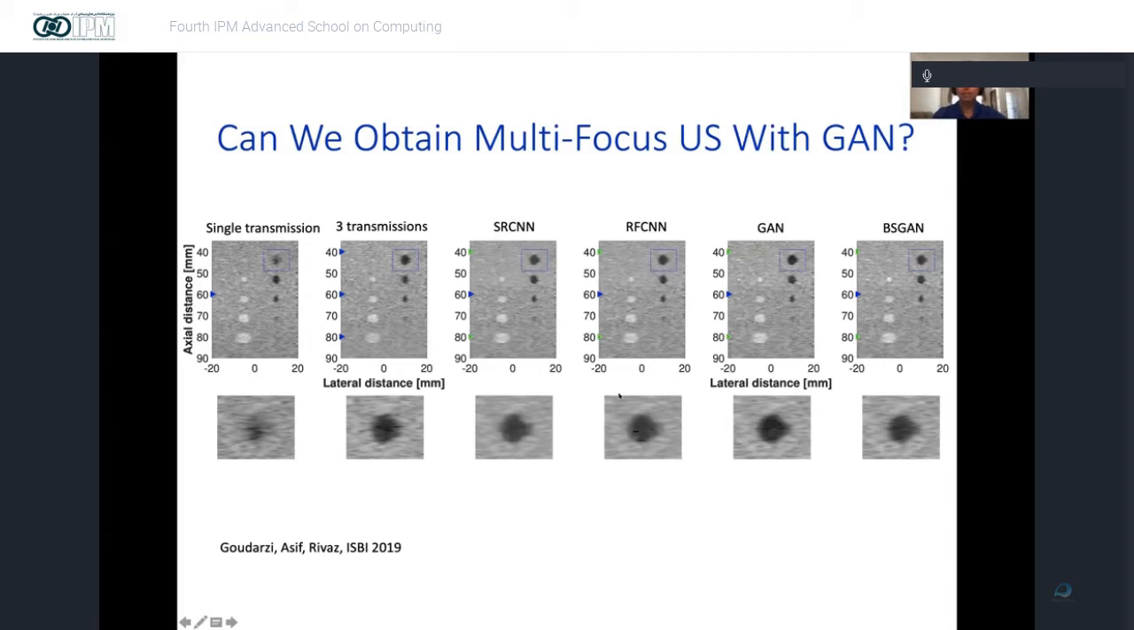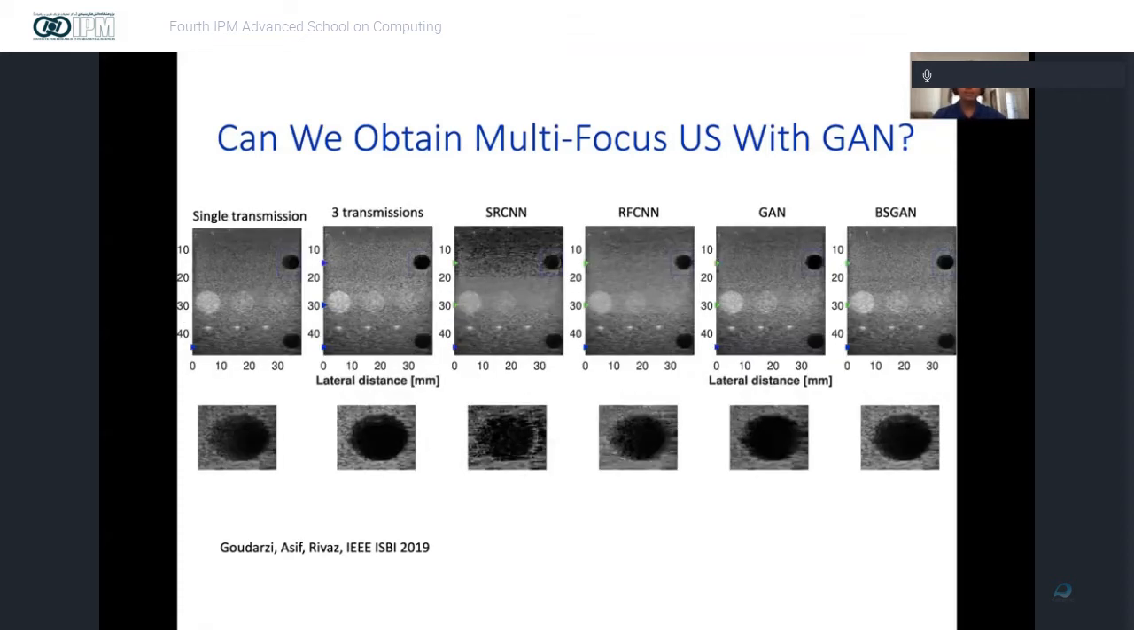So this is in simulations. These ultrasound images are simulated. We also tested it on real data, and we saw that, again, with our boundary seeking GAN technique, we can get quite nice contrast with this input image.